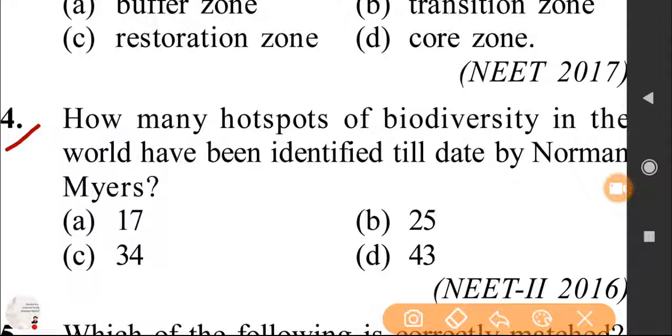Currently he has identified 34 biodiversity hotspots. These are the regions where threatened species are found in very high amounts. So these are the areas.